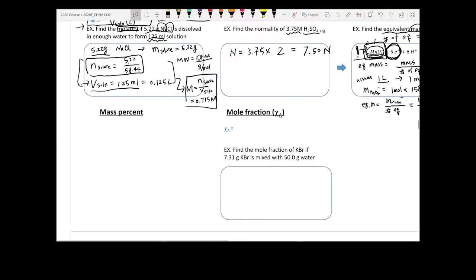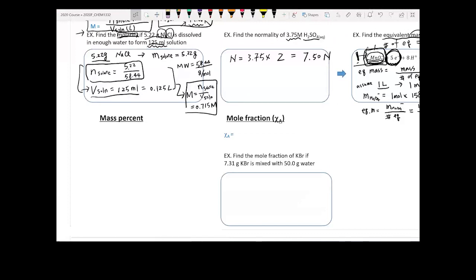Right, the next one is the mass percent. The mass percent is defined as the mass of your solute divided by the mass of your solution. The mass of your solution can also be rewritten as the mass of your solute plus the mass of your solvent.